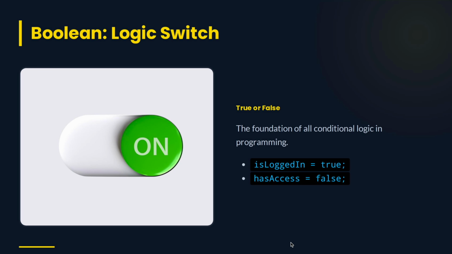Next is Boolean. Boolean is one of the simplest data types because it has only two possible values, true or false. Think about questions that can only have a yes or no answer. Is the user logged in? Yes or no. Is the payment successful? Yes or no. Is the light switch on? Yes or no. These kinds of situations can be represented using Boolean values.